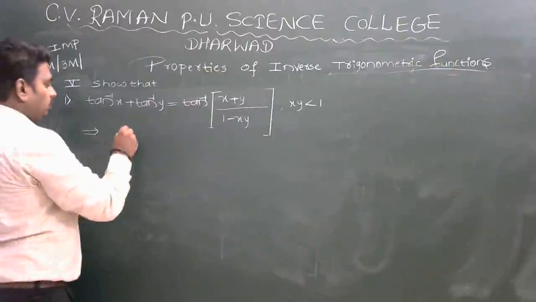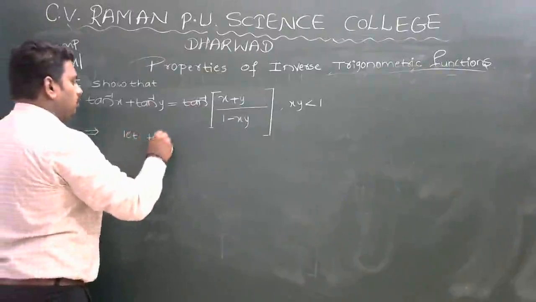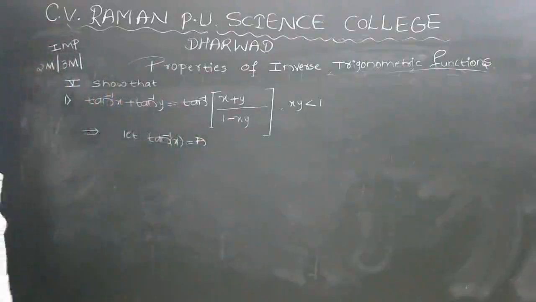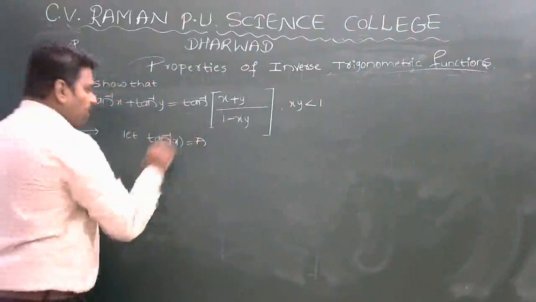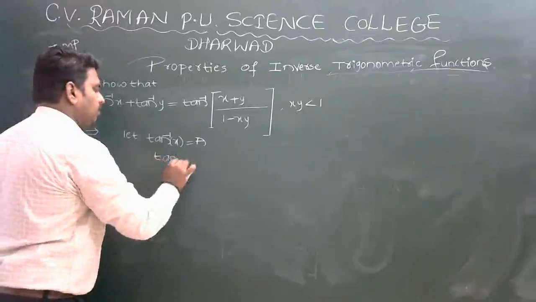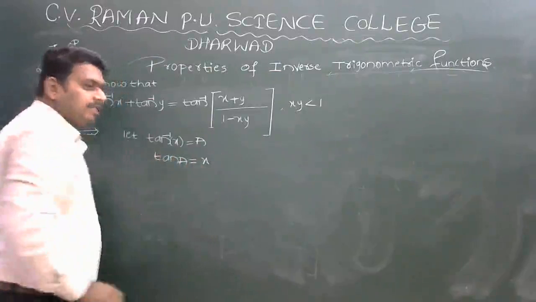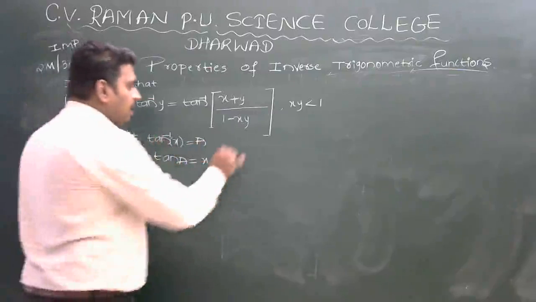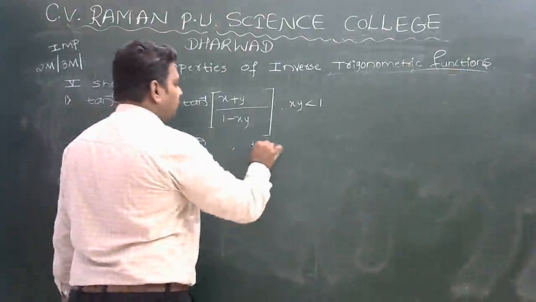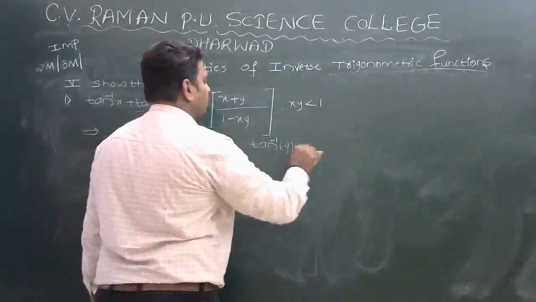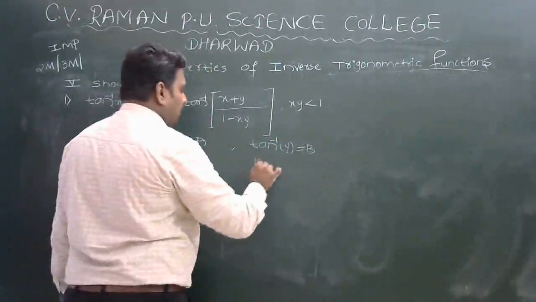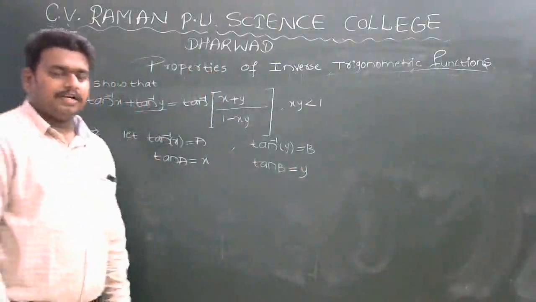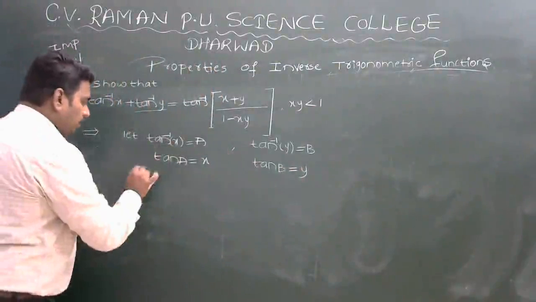So I am going to write, let tan inverse of x equal a. I am going to substitute tan inverse x as a. So what can I write for tan a? If tan inverse goes to the other side, tan a equals x. Now I will make another substitution. Tan inverse of y equals b. So tan b is nothing but y.